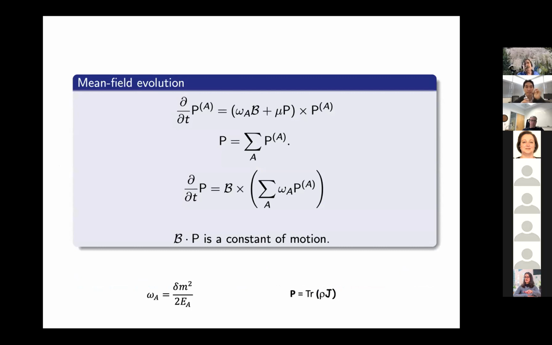In order to do that, I have to go over a little bit what we obtain using the mean field results. In the mean field situation, the polarization vector satisfies the equation written there. Here, A stands for each neutrino. For example, W sub A is delta M squared divided by twice the energy of that neutrino. And remember, the polarization vector is nothing but the trace of J, the angular momentum operator. So Px is the trace of Jx multiplied by rho, Py is the trace of Jy multiplied by rho, and so on. In the mean field case, rho is relatively easy to write down, and you can write down these equations. You can also show that B dot P is a constant of motion.